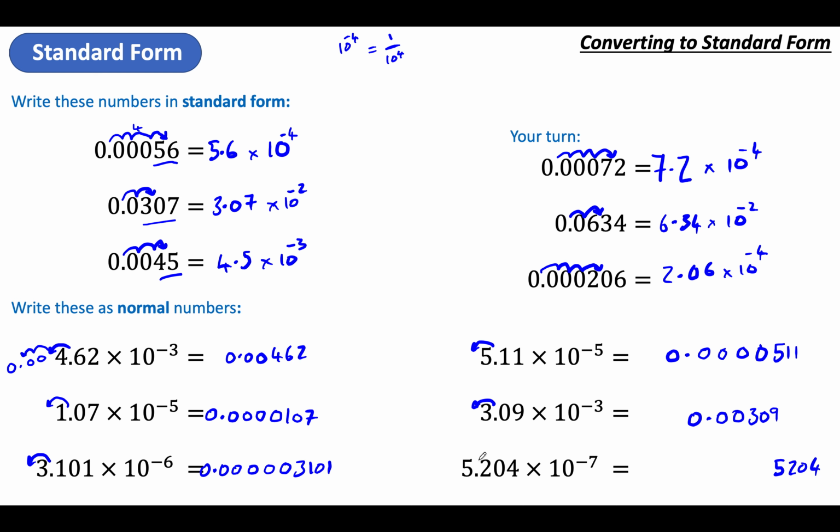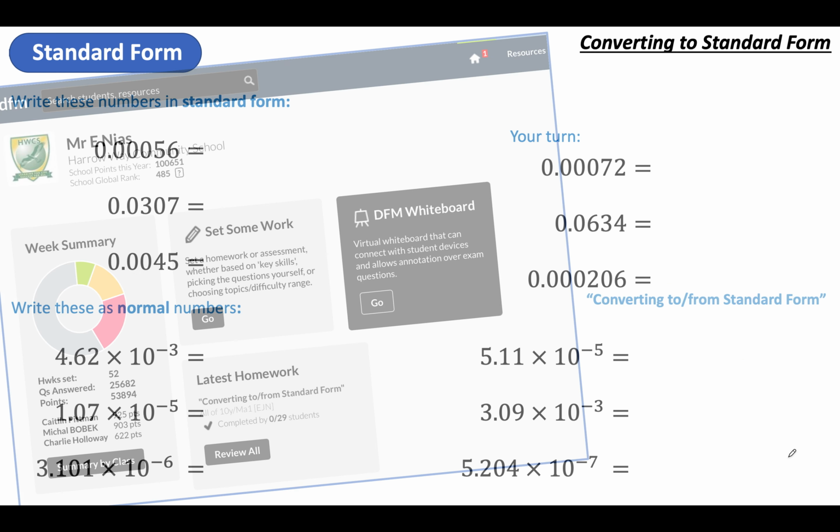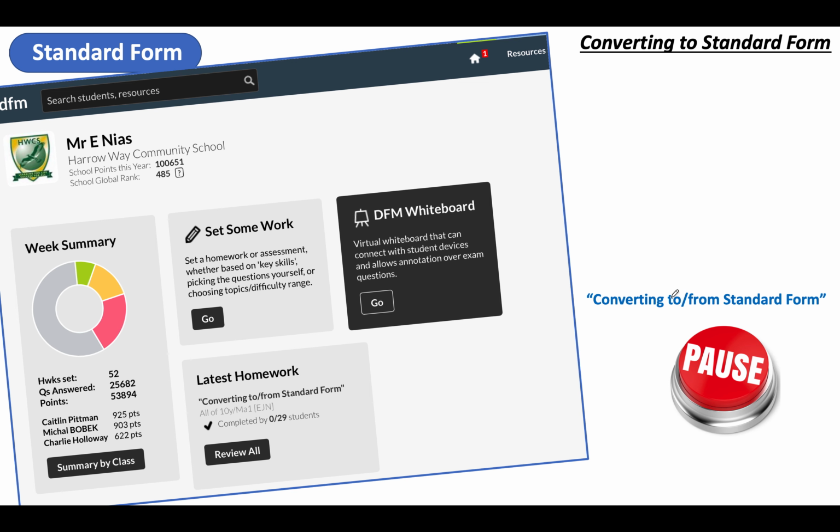Right, 5204. 1 jump gets you past the 5, but it's 7 in total. So that's 1, 2, 3, 4, 5, 6, 7 places smaller. Have a little check. 1, 2, 3, 4, 5, 6, 7. Right, converting to and from standard form. So at this point, you should pause the video and go off to Dr. Frost, do those questions. They shouldn't take you very long, and then come back to me. We'll do some more standard form. Off you go.